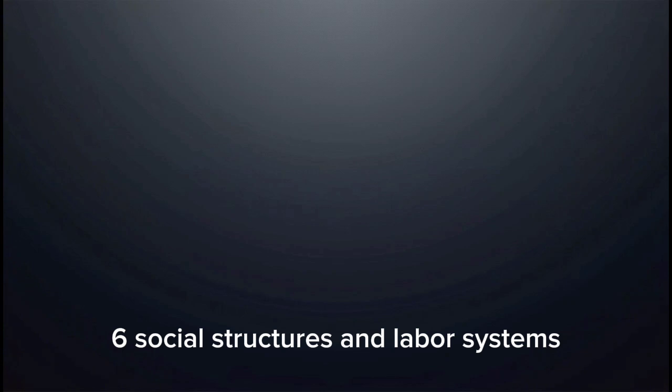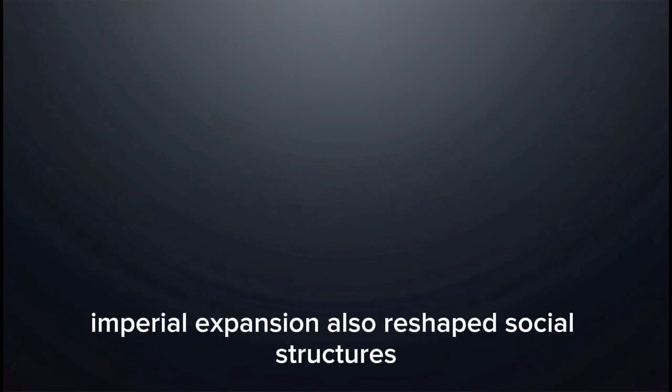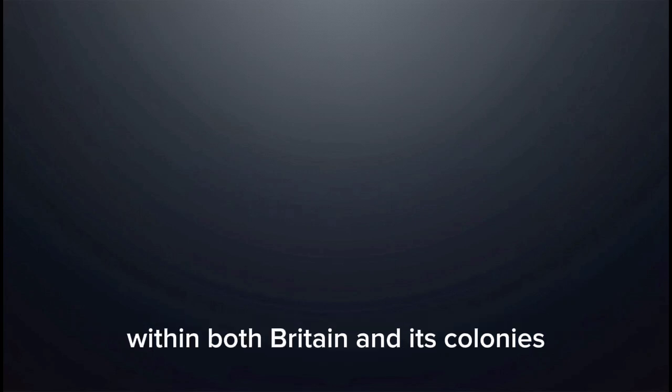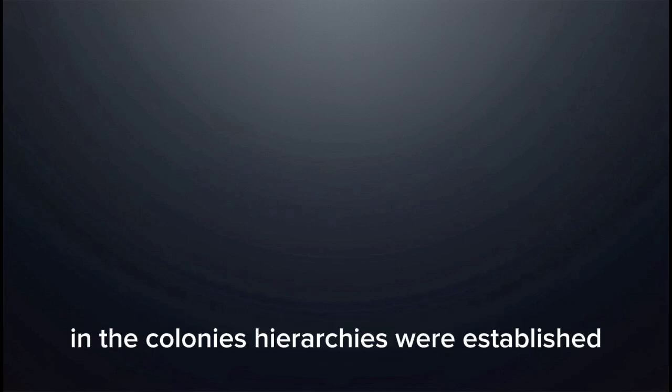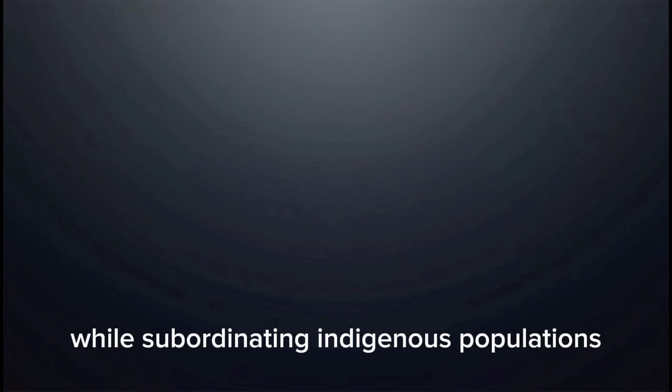6. Social structures and labor systems. Imperial expansion also reshaped social structures within both Britain and its colonies. In the colonies, hierarchies were established that privileged British officials, settlers, and intermediaries, while subordinating indigenous populations.